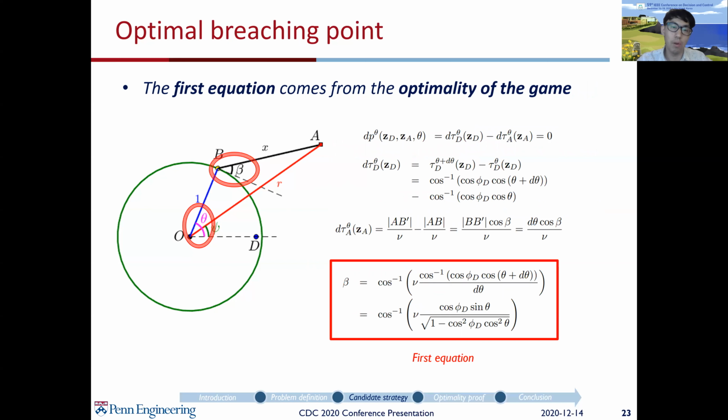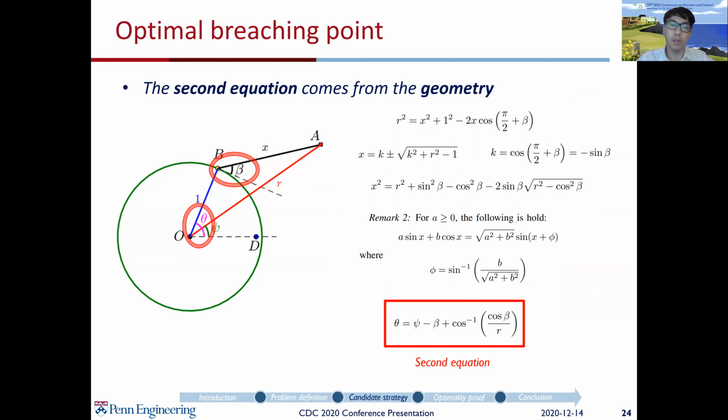So the first equation comes from the optimality of the game. Here we just assume that there is optimality. Taking the derivative of the payoff function, we set it to 0 and solve for this quantity as beta, and this will relate beta with theta. And this is the first equation.